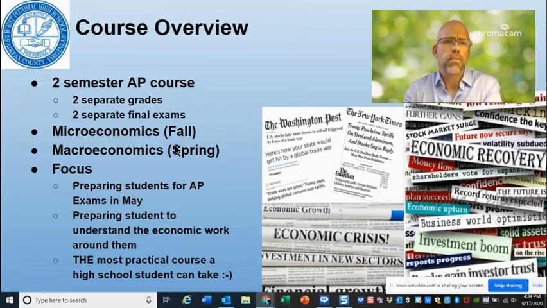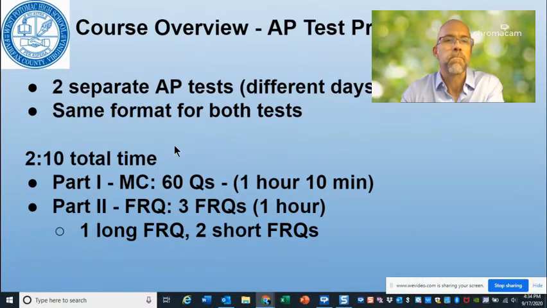Now, the focus of the course really is to prepare students for the AP exams in May, but it's also to prepare students really to understand the economic world around them. And I really think it's the most practical course that a high school student can take. I may be a little biased, though.